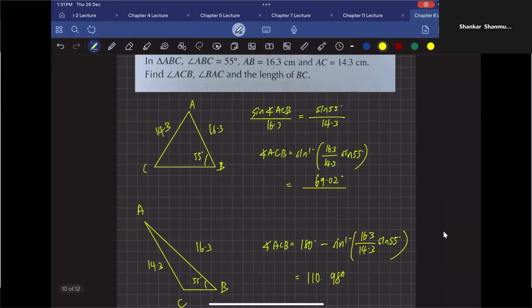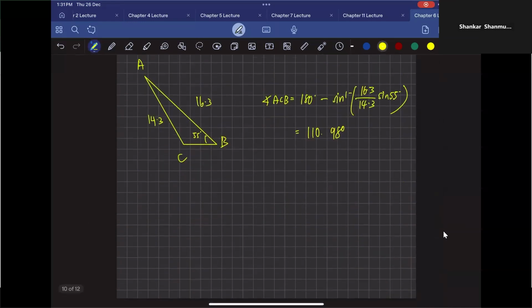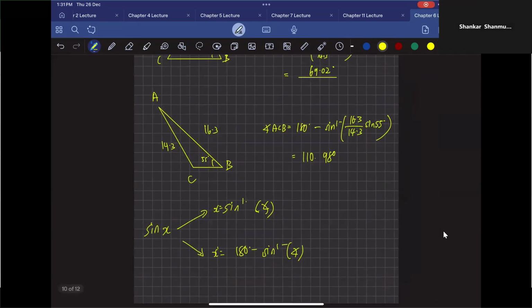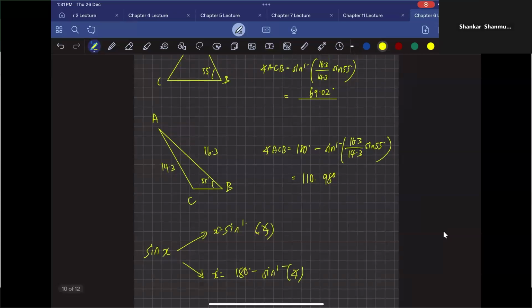Just take note, especially for sine, whenever you see sine x, the first case would be just sine inverse of the angle, or it can be equal to 180 degrees minus sine inverse of the angle. So these are the two different cases, and you should keep an extra lookout for sine.